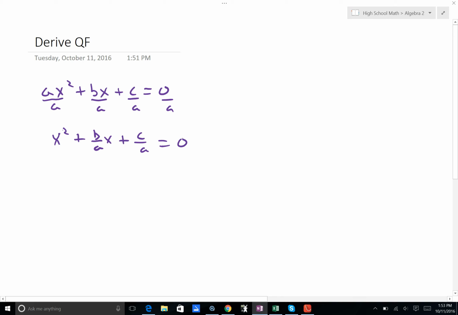Alright. Step 2, we're going to gather our x terms on the left and put our constant term on the right. So this would become x squared plus b over a x is equal to, subtracting c divided by a from both sides, minus c over a. From this step to this step, I've simply subtracted this c over a on both sides, leaving 0 here. 0 minus c over a is a negative c over a.